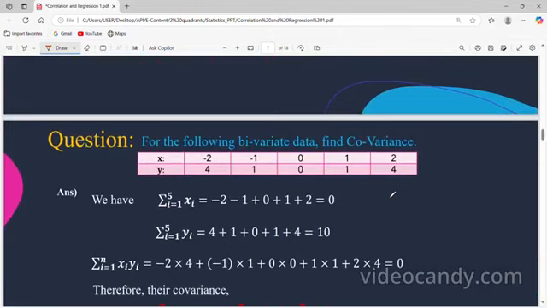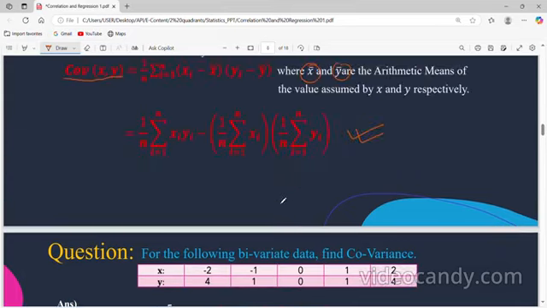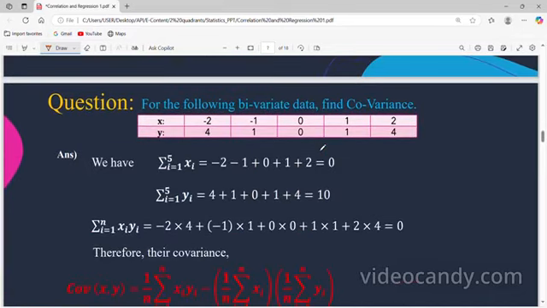Question number one is: for the following bivariate data, find the covariance. Here x: minus 2, minus 1, 0, 1, 2, with corresponding values of y: 4, 1, 0, 1, 4. Here we will use the above formula: 1 by n summation of i equal to 1 to n xi yi minus 1 by n summation of xi times 1 by n summation of yi. Accordingly we have to find the sum of xi and the sum of yi. Another thing that is important and that we require is the sum of xi yi.